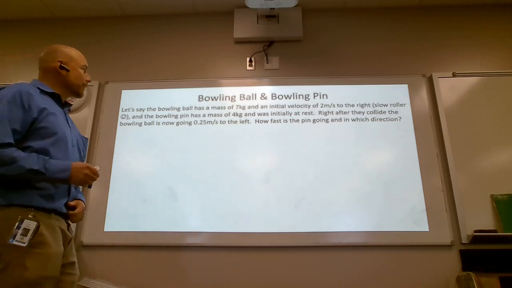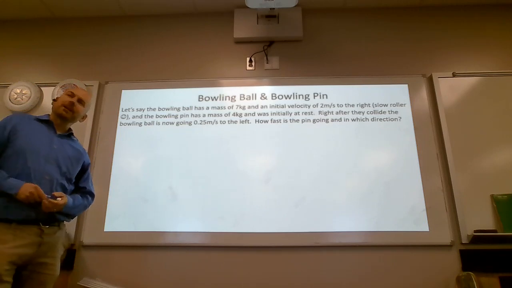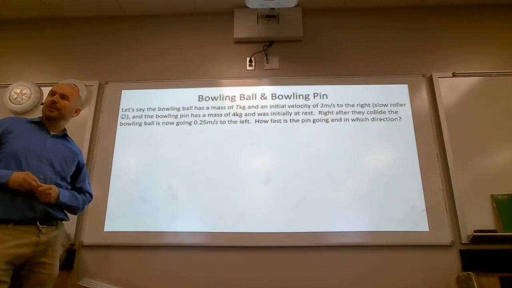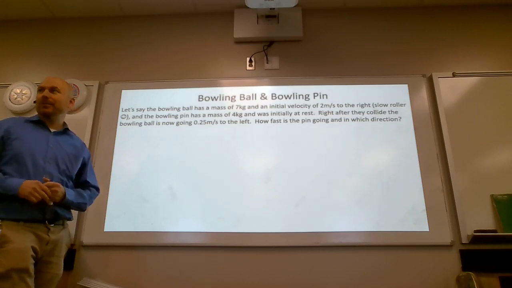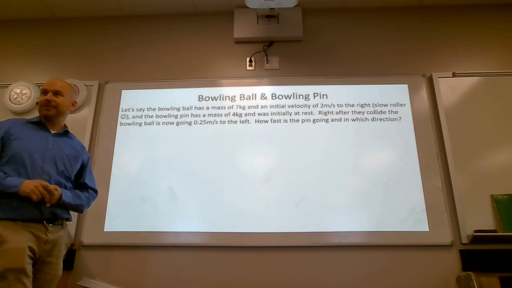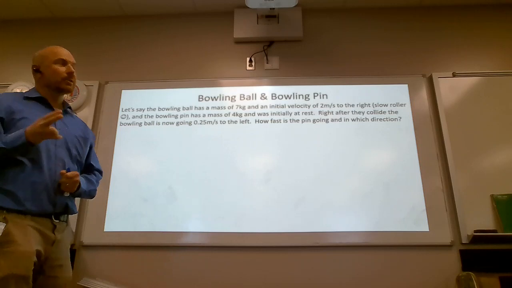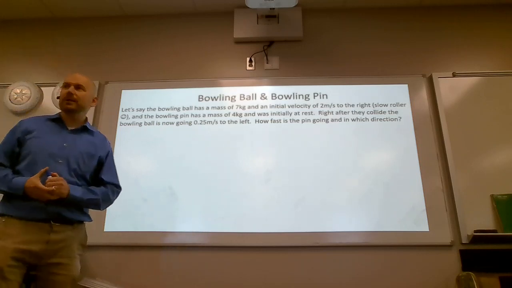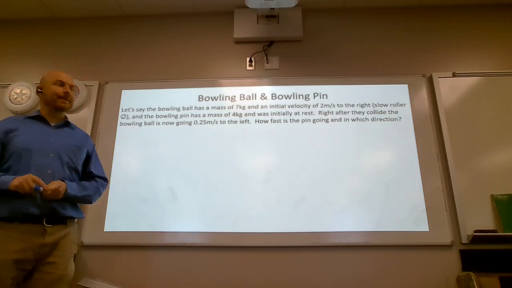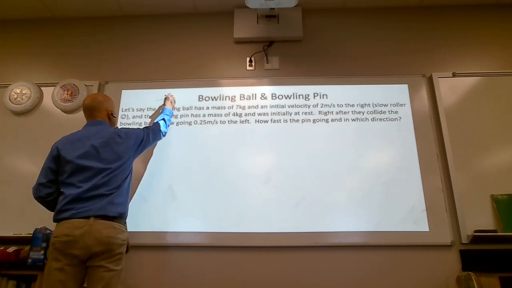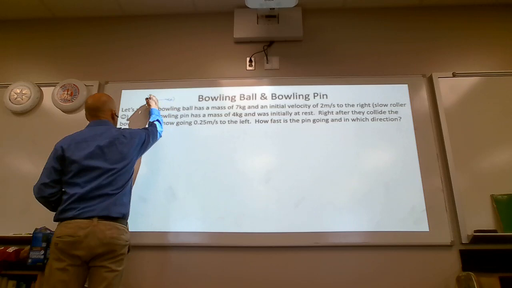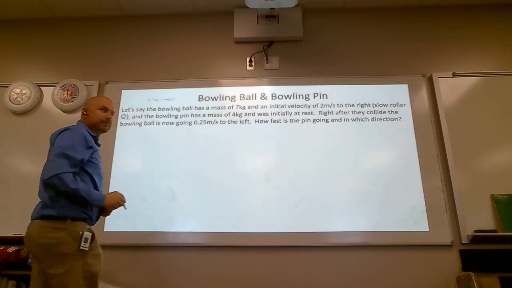Okay. So the first step is to pick which objects are going to be in the system. We've seen this scenario a lot of times, so the bowling ball and bowling pin are in the system. Step 2 is to pick which way you want to be positive. In this scenario, I would suggest to the right is positive, to the left is negative.